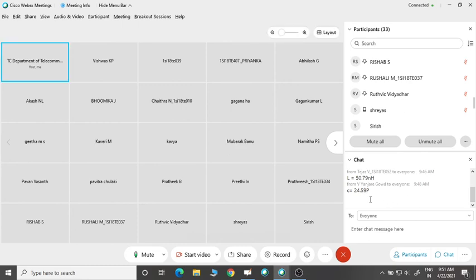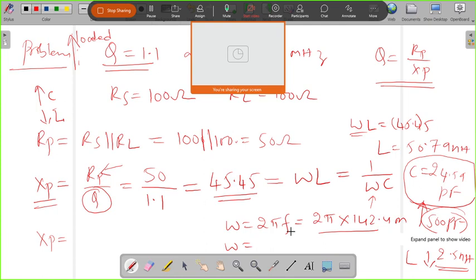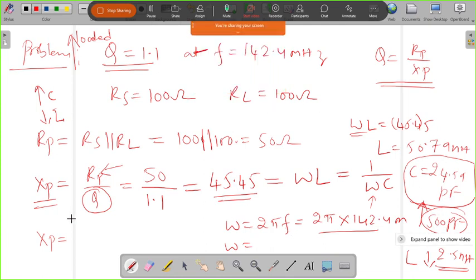Calculate what is the new value of XP. Then you can calculate what is Q new, which is increased, given by RP divided by the new value of XP. So that is the increased Q for your circuit.